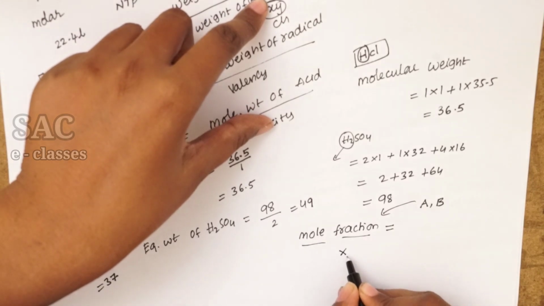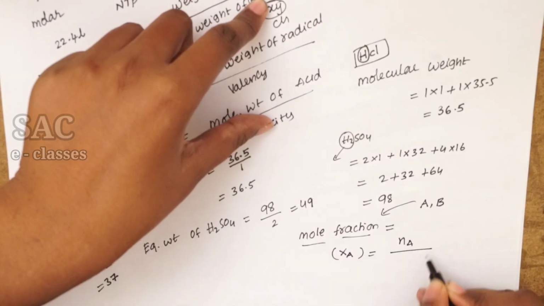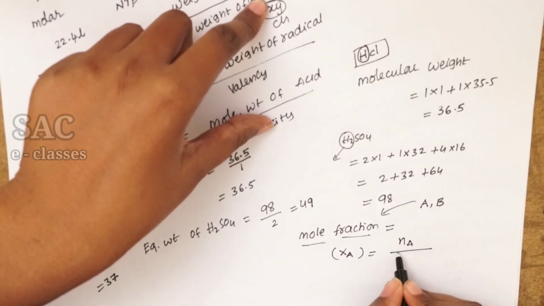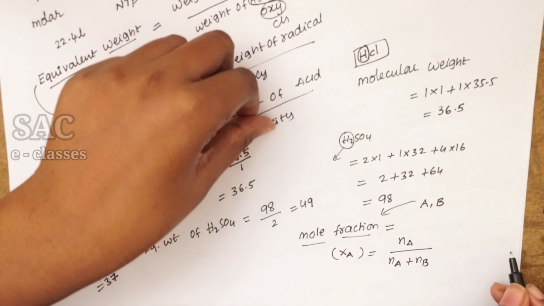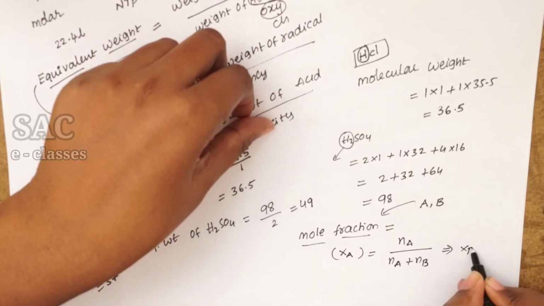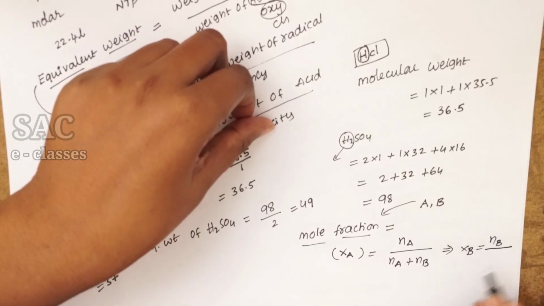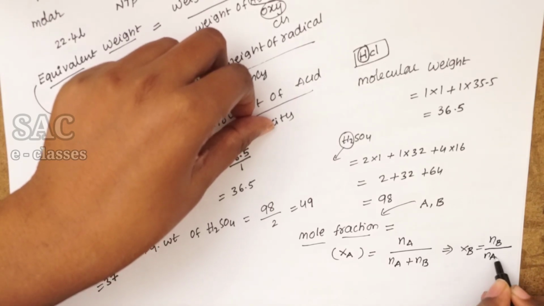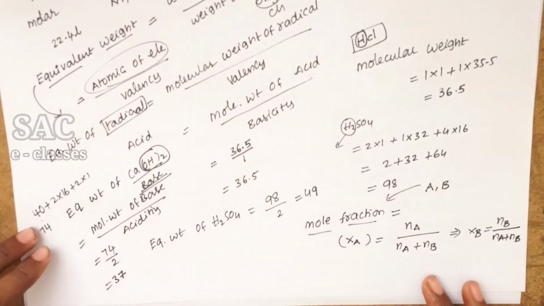Mole fraction is denoted with the letter XA. XA is simply the number of moles of A contained in the solution, NA, divided by NA plus NB, which means the total number of moles of the solution. In the same way, XB is equal to the number of moles of component B divided by the total number of moles, NA plus NB. These are about mole fraction.